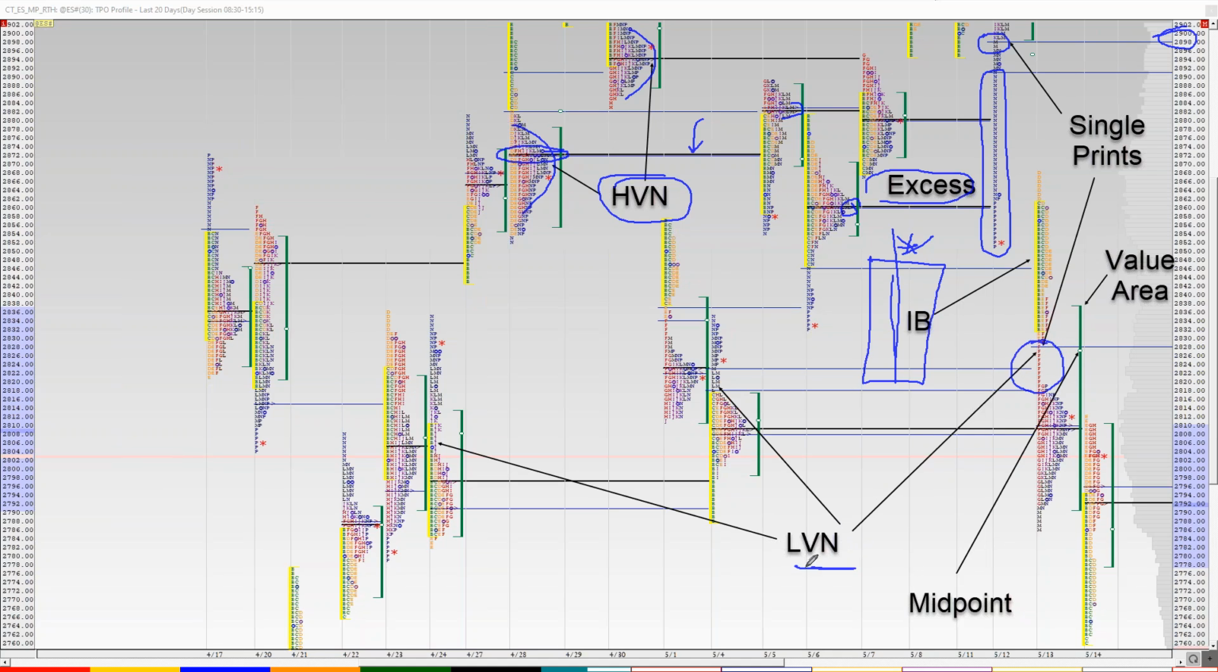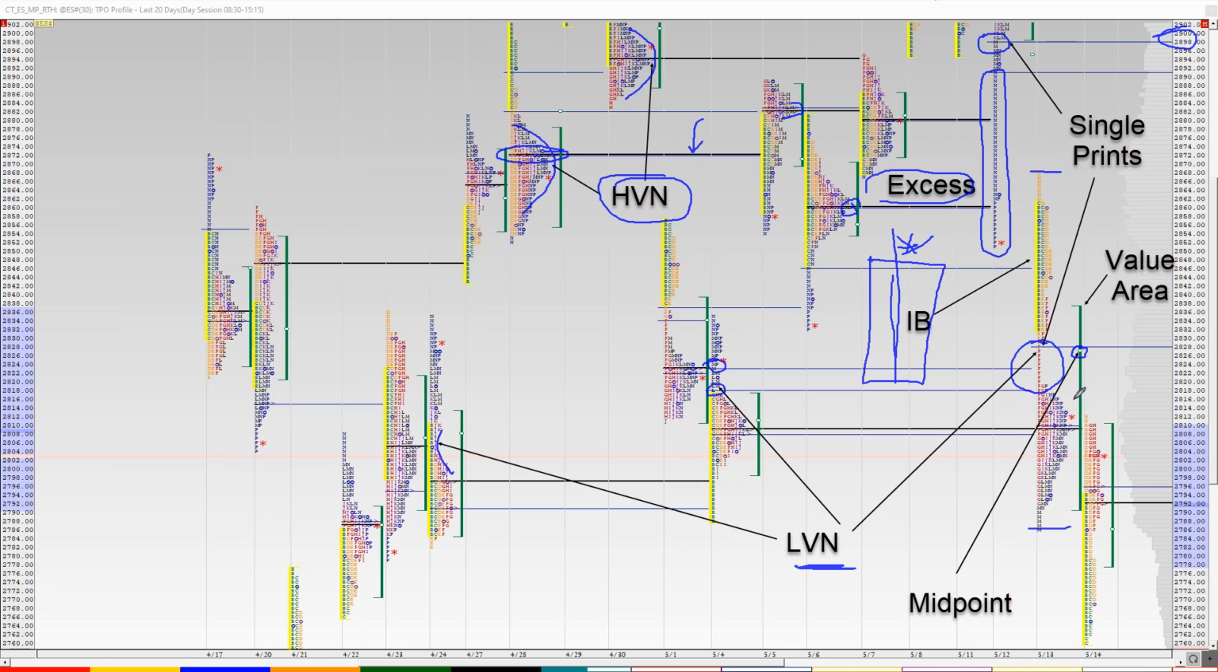Single prints are also known as low volume nodes when we're looking at volume, and low volume nodes represent areas of rejection. So a low volume node right here, in between two distributions, is this area where the market's just moving through very swiftly. The midpoint is just the average of the high and the low of the day. It's represented on this chart with this little square here. That's the midpoint. This is the whole midpoint concept.